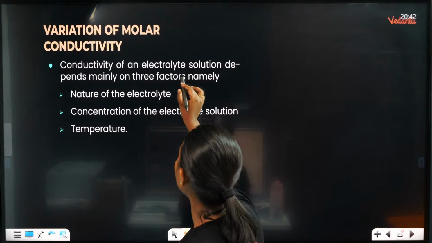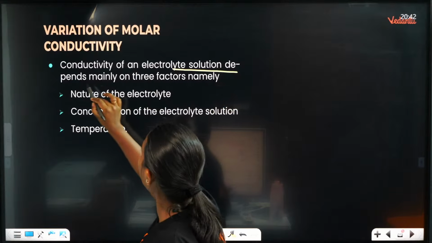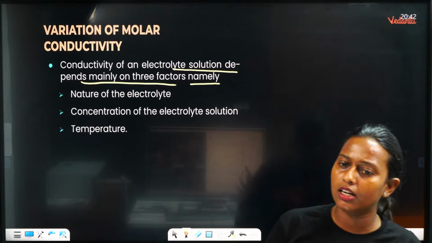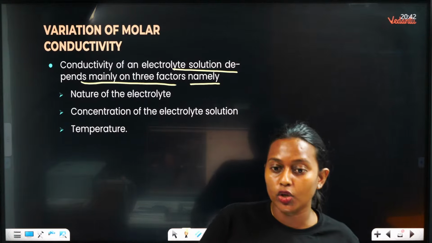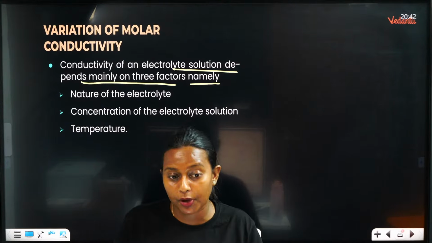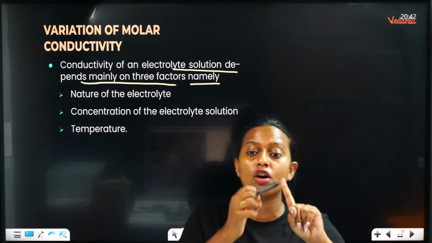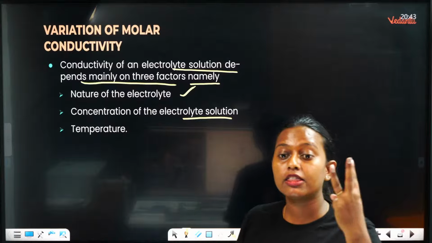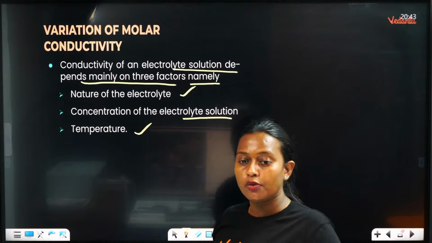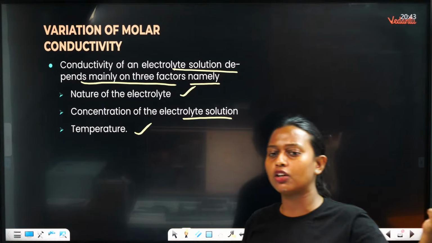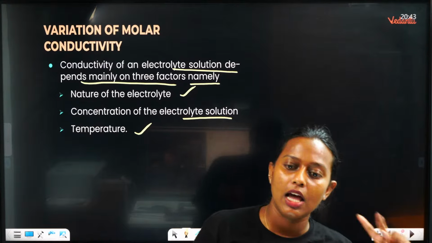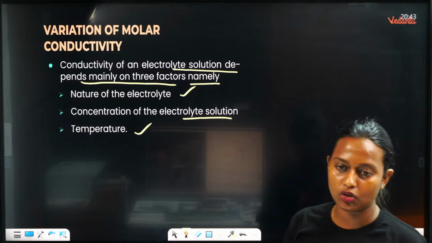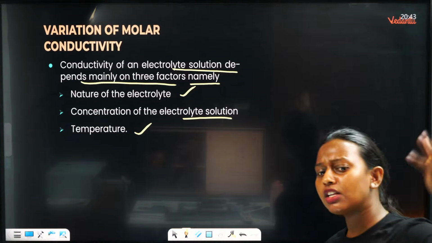The conductivity of an electrolyte solution depends mainly on three factors. First one is the nature of electrolyte, second one is the concentration of electrolyte, third one is temperature. For nature of electrolyte, there is strong electrolyte and weak electrolyte. Then concentration of electrolyte and temperature. If you increase temperature, conductivity will increase.